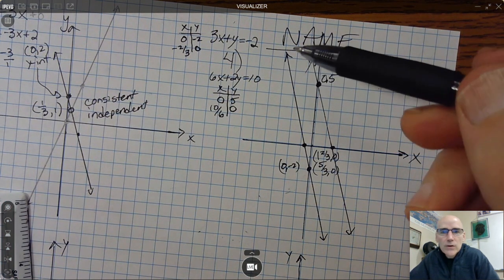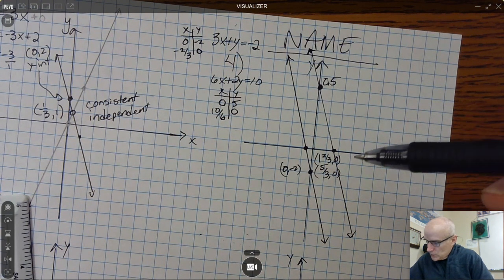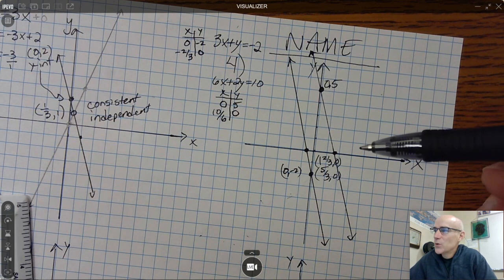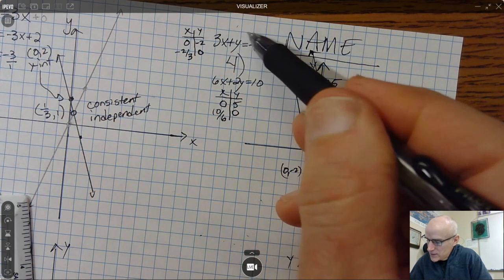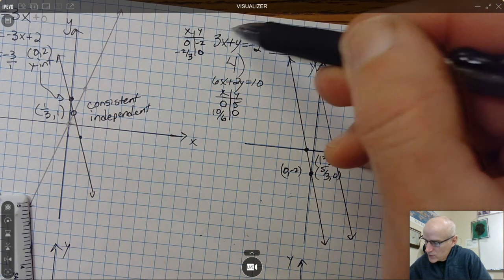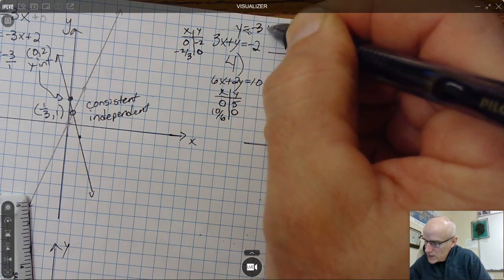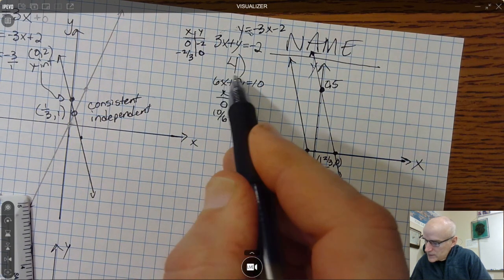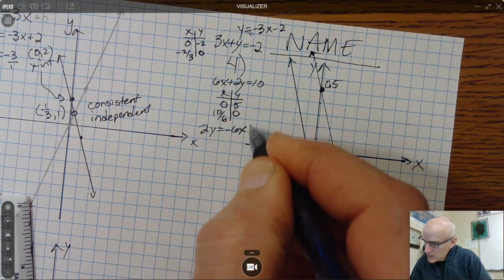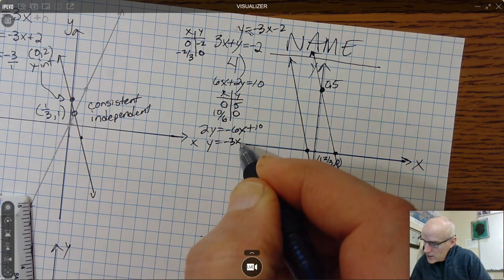Now, if you don't put them into slope-intercept form, you might have a hard time seeing that they are parallel to each other. If we move the 3x to the other side, we see that the slope is -3, right? Can you imagine that 3x coming over to the other side? So if I transform this into slope-intercept form, I get y = -3x - 2. If I do the same here, if I move the 6x to the other side, I get 2y = -6x + 10. And then I divide everything by 2, I get y = -3x + 5.